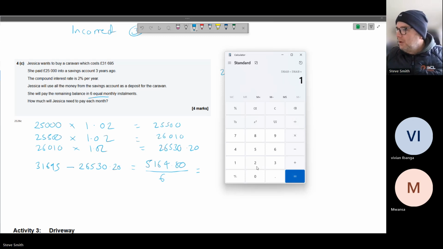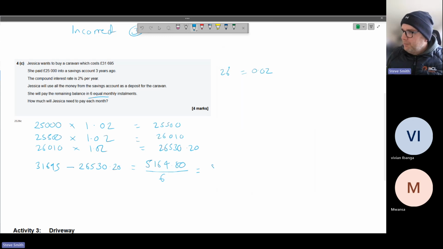Whoa. How bizarre. Right, she has to pay £1. That'd be amazing. 164.80 divided by 6 equals £860 and 80p per month.